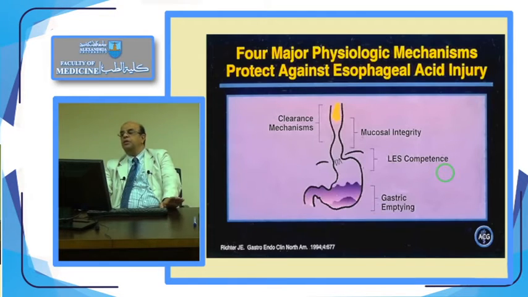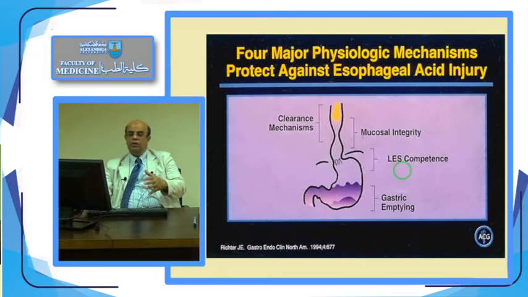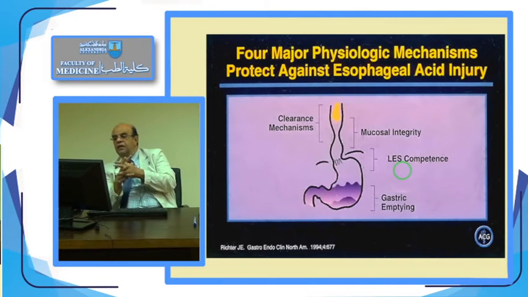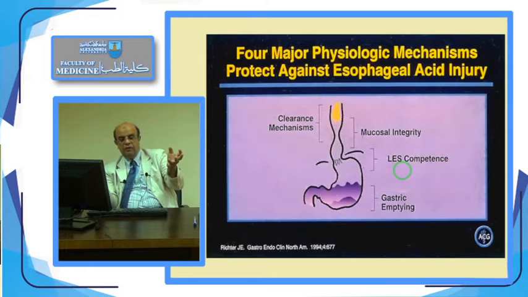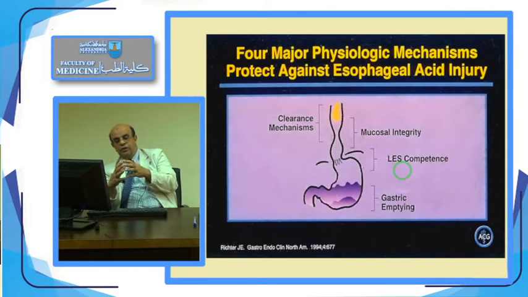Four major physiologic mechanisms protect against esophageal acid injury. As we said, the esophagus comes into the stomach. The stomach is a GIT tube which is larger than the esophagus. The pressure in the abdomen is higher than the pressure in the chest, so the pressure in the stomach is usually higher than the pressure in the lower thoracic esophagus.